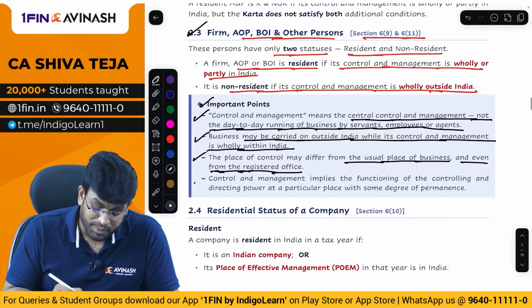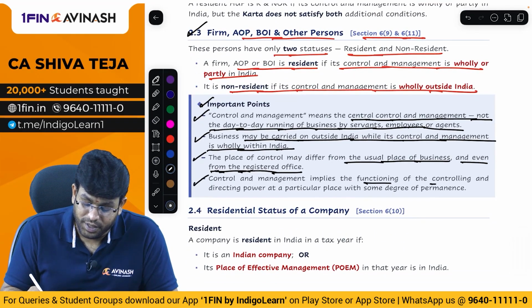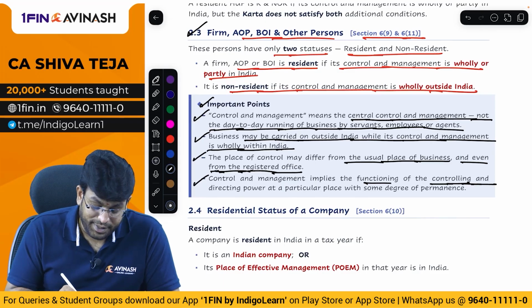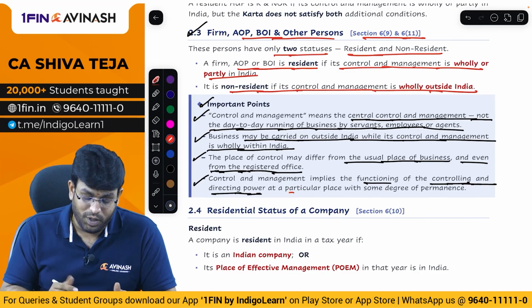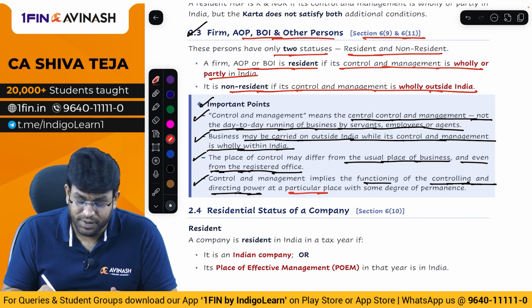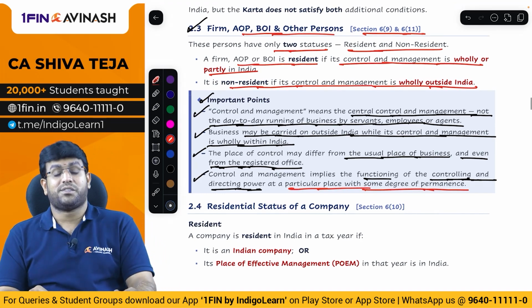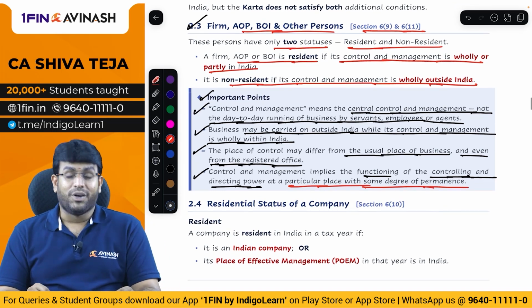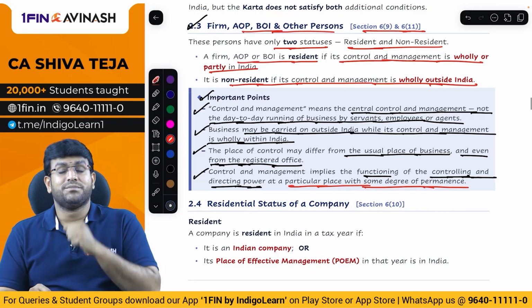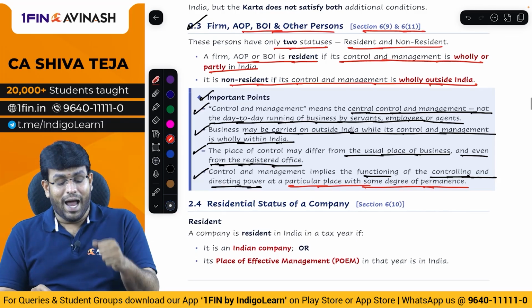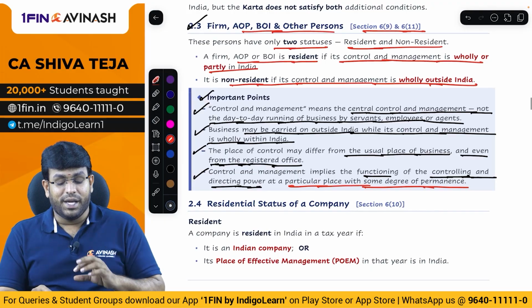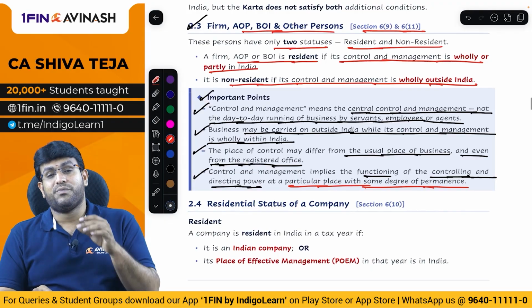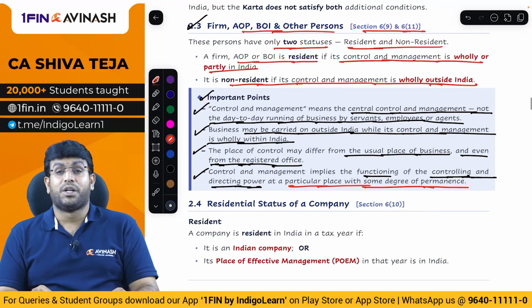Control and management implies the functioning of the controlling and directing power, basically the seat of power, controlling and directing power at a particular place with some degree of permanence. Functioning of what? Controlling and directing power. So the direction seat is there at a particular place with some degree of permanence. Where that is located, that is relevant for us.